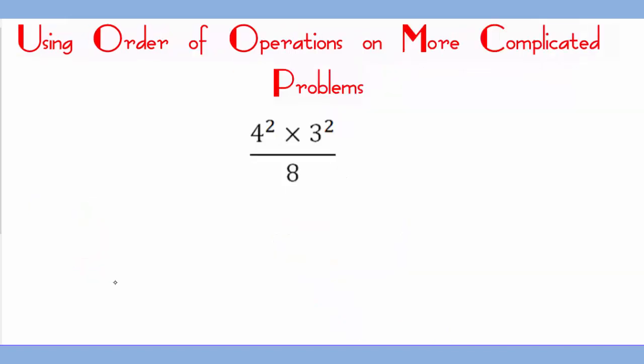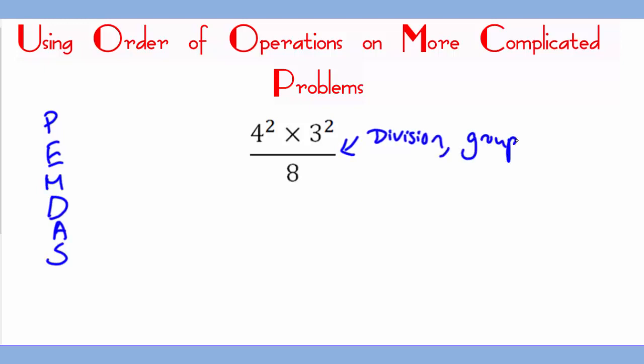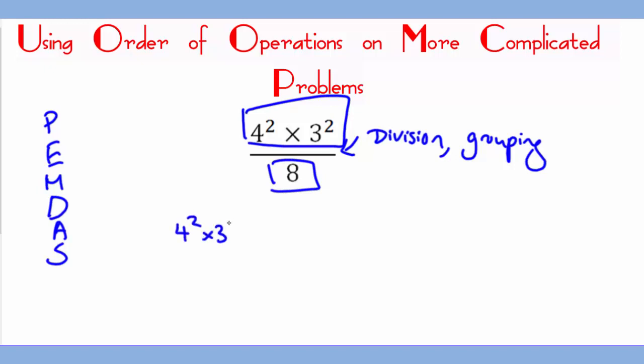In the next example, we will again begin by writing PEMDAS on the side. The first thing I want to actually go over is the fact that this line right here means division, and also helps to group numbers with the top and the bottom separately. So for grouping, we can actually put 4 squared times 3 to the power of 2 in parentheses, and the line will be replaced with a division sign and dividing it by 8 at the end.